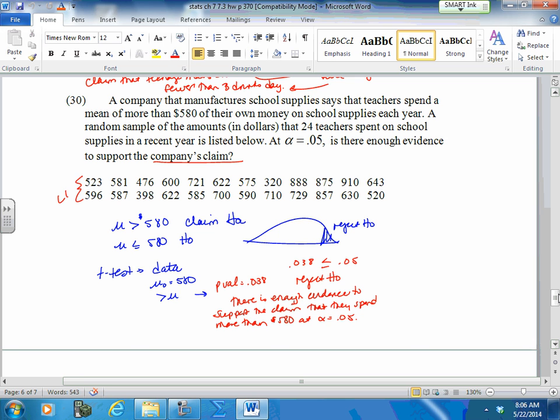And use your p-val, test against. Now notice, when we test this one, fill it with zeros. 38 is less than or equal to 50. That's your reject H0. So it doesn't matter which side it falls on, when your p-val is less than your level of significance. So there is enough evidence to support the claim that they spend more than $580 of their own. Between pencils and tissues, I can guarantee you this is true.